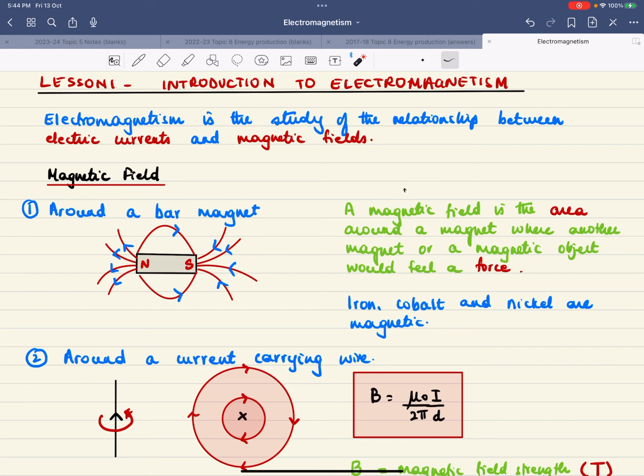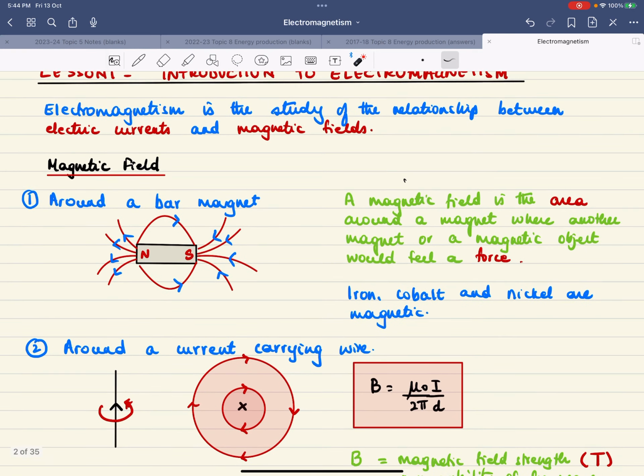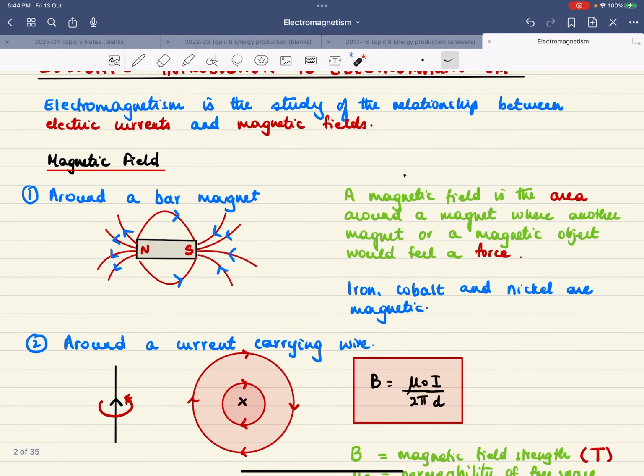Now, what is a magnetic field? It's the area around a magnet where another magnet or a magnetic object would feel a force, and your magnetic objects are iron, cobalt, and nickel.